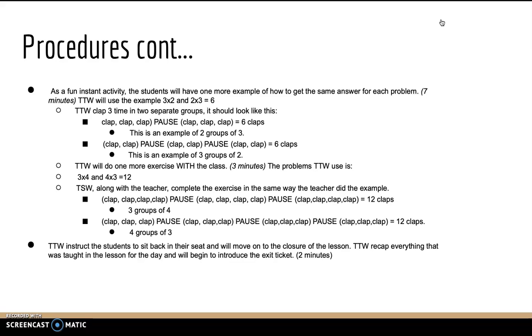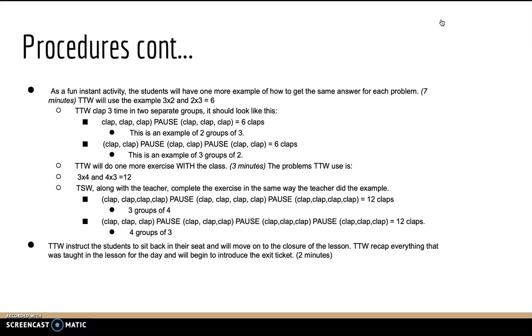And you're going to do it the other way. So you're going to do 3 groups of 2. So 1, 2, 1, 2, 1, 2. That also equals 6 claps. That's just going to be an example of 3 groups of 2. So I'm going to do this example with the class again. I'm using a different problem, so 3 times 4, 4 times 3, which is going to equal 12. Just to save time for the presentation, I'm sure you can imagine and read along just how that would go.